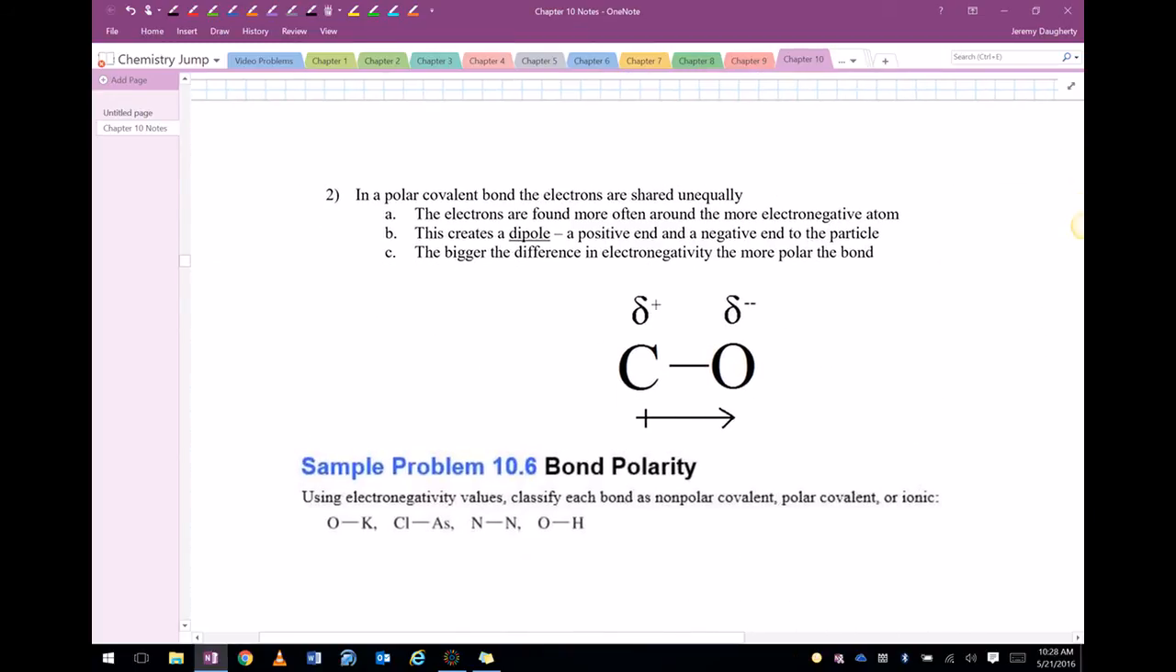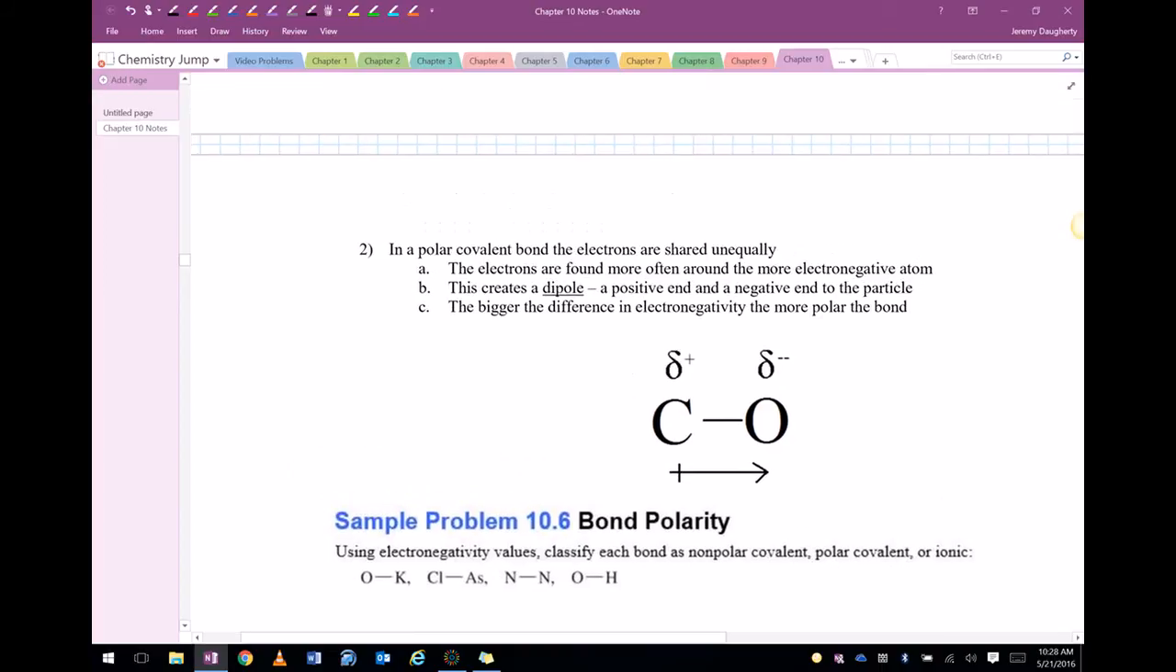Now, that leads us to looking at what is a polar covalent bond. So nonpolar, again, let me just refresh your memory. Nonpolar, we're talking about like a chlorine-chlorine bond or a nitrogen-nitrogen bond, or a carbon single bond hydrogen. Those are all nonpolar. If we're talking about polar, what we mean is that the electrons are shared unequally. Okay? They're found more often around the more electronegative atom, and this creates what's termed a dipole.